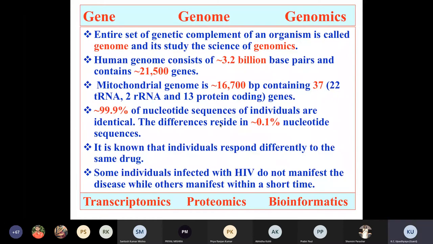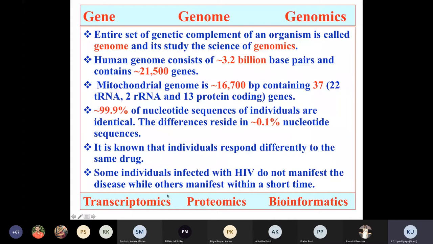And of course, we have been knowing that there are differences between individuals, because if different persons suffer from the same disease, they do not respond identically to the same drug. And the same with HIV infection: some people get infected fast and manifest the disease fast, while others do not.